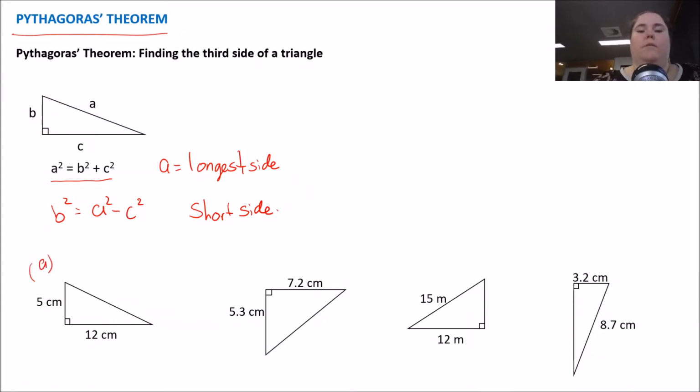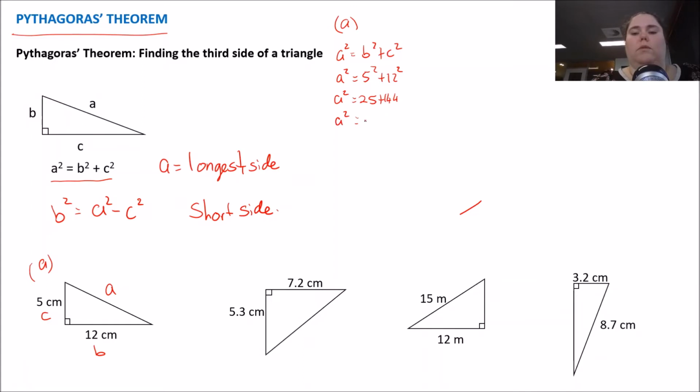So for our first one here, we have our long side is our unknown, and it doesn't matter which way you put b and c. So a squared equals b squared plus c squared. That's how we start. And we don't know a squared, but we know b and c. So we get a squared equals 25 plus 144. So a squared equals 169. So then our last step is to square root.